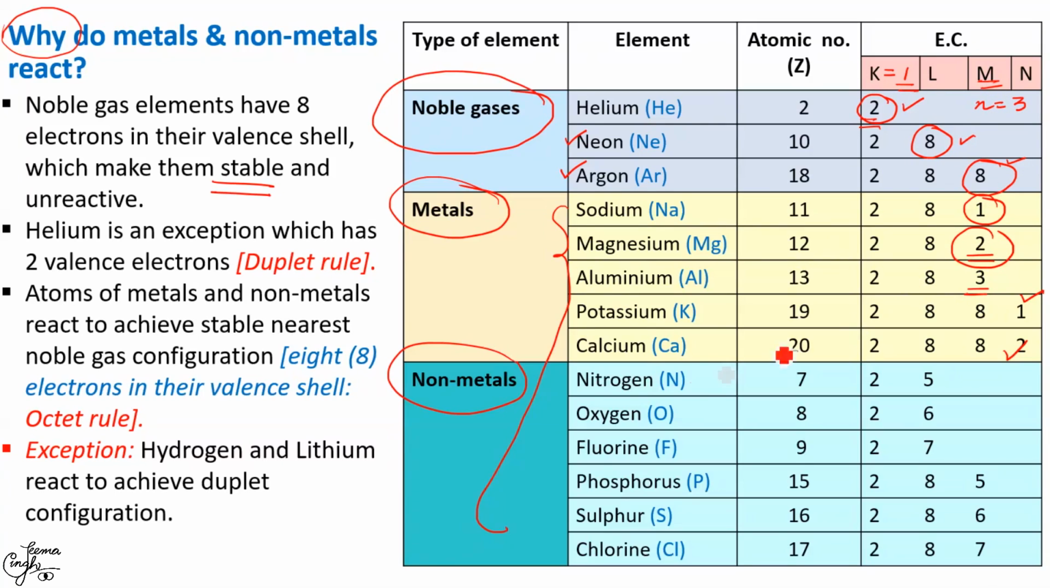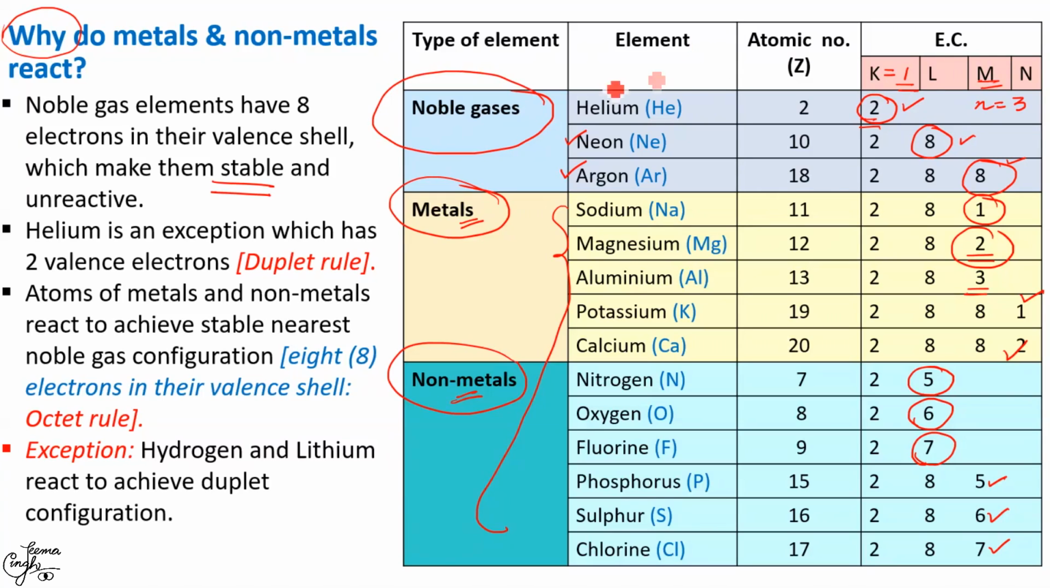Looking at the electronic configuration of nonmetals, we see here nitrogen has 5 valence electrons, whereas oxygen has 6. Fluorine has 7, and phosphorus, sulfur, and chlorine have 5, 6, and 7 valence electrons respectively. Thus, neither metals nor nonmetals have 8 electrons in their valence shells, but they have a strong desire to achieve the same, as everything, as I told you, in the universe looks for or seeks stability.